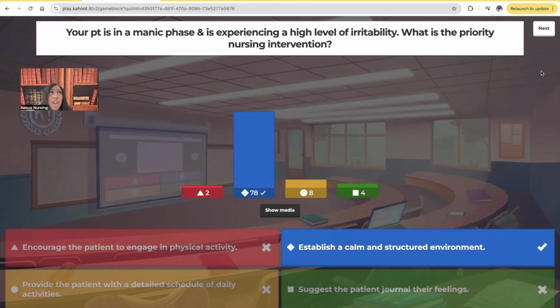You're going to make sure that the radio's not on, the TV's not on. You're going to make sure that the lighting is dim. You're trying to decrease stimulation. You're not going to put them in a room with a whole bunch of other patients acting the fool, right? We're trying to decrease stimulation. They are already irritable. You see what that question says? It says high level of irritability. You think they need anyone else to be getting on their nerves? Absolutely not.